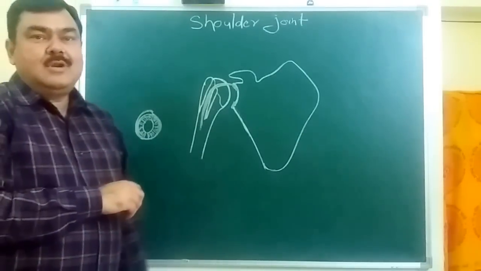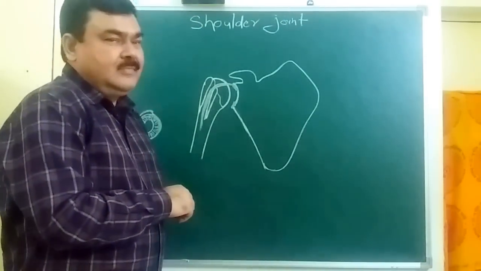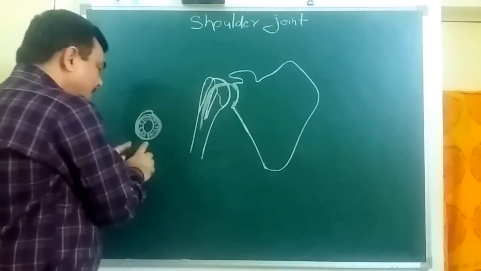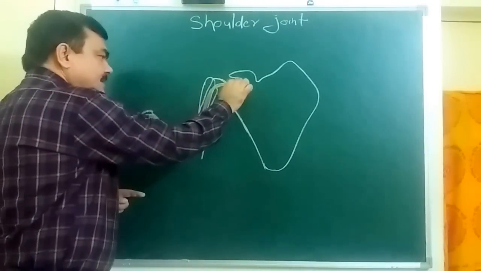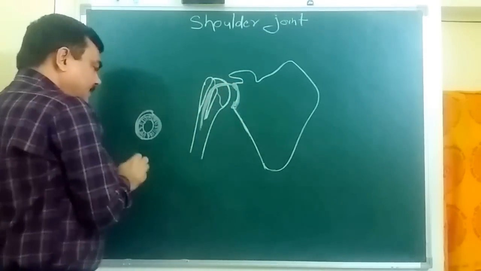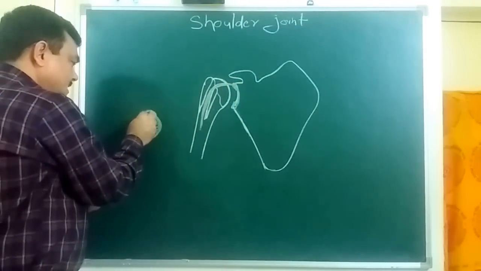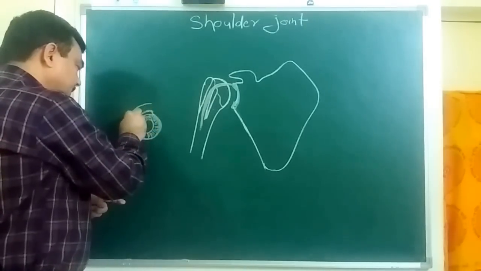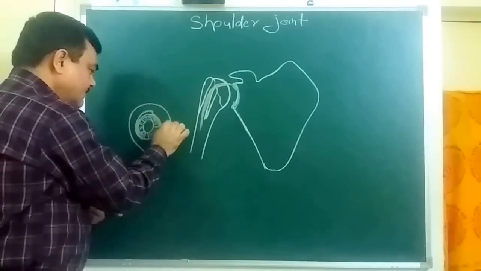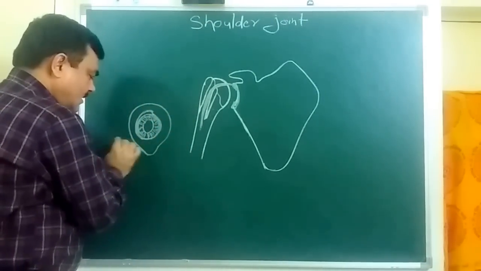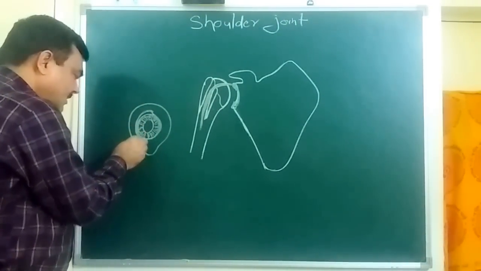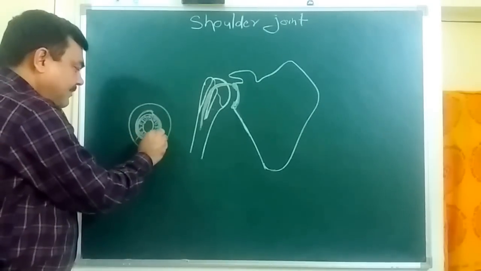Now, the capsule of the joint. The capsule is attached medially to the margin of the glenoid labrum. Here in this diagram, you can see here is the capsule. Inferiorly it is lax, and this capsule is attached to this glenoid labrum.